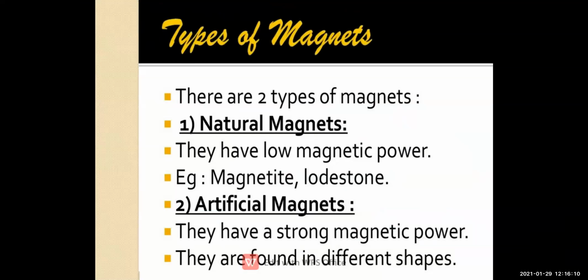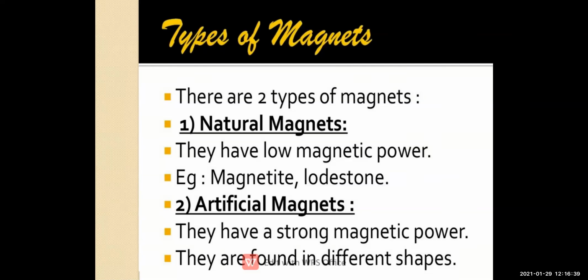So there are again two different types of magnet, that is natural magnets and artificial magnets. The magnets which are available from nature are called natural magnets, and artificial magnets are the magnets which are made from nature. Whatever material is obtained from nature, from that man has made the artificial magnets.